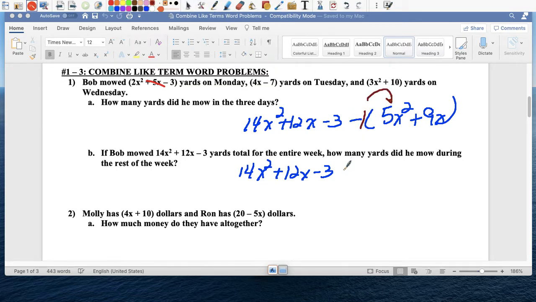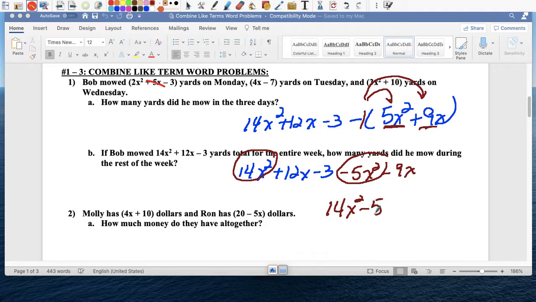So negative 1 times positive 5 is negative 5. Negative 1 times positive 9, a negative times a positive is a negative, and it becomes 9x. Notice that inside the parentheses, this was positive and this was positive. Now they're both negative. So let's circle this guy with this guy. They're the same kind. So 14x squared minus 5x squared. And over here, I'm going to circle the 12x and minus 9x, because they're the same. And the minus 3 I put in the corner there.